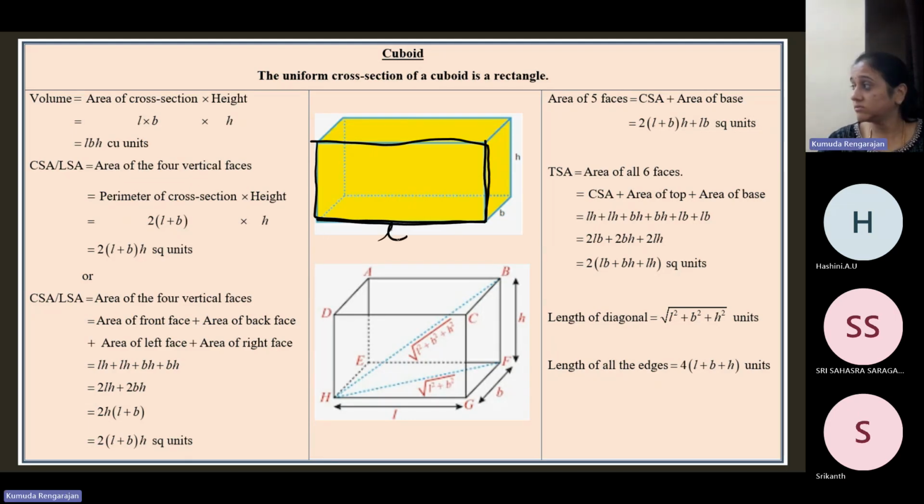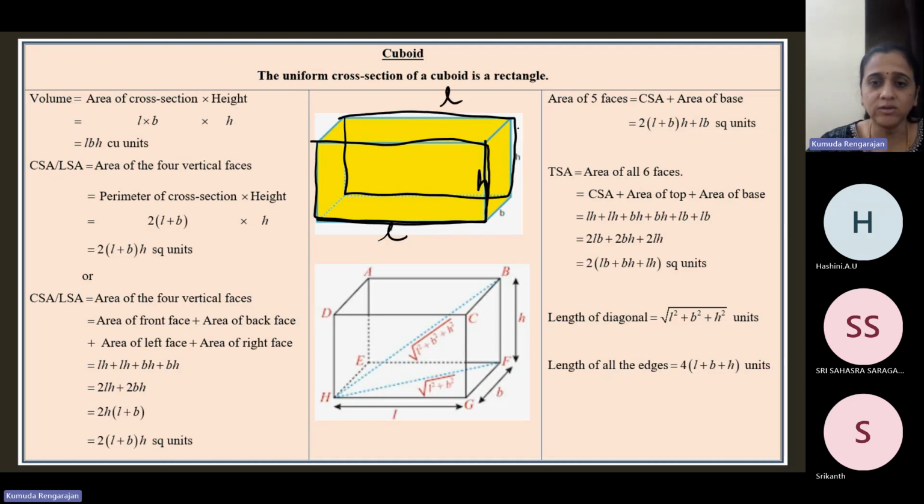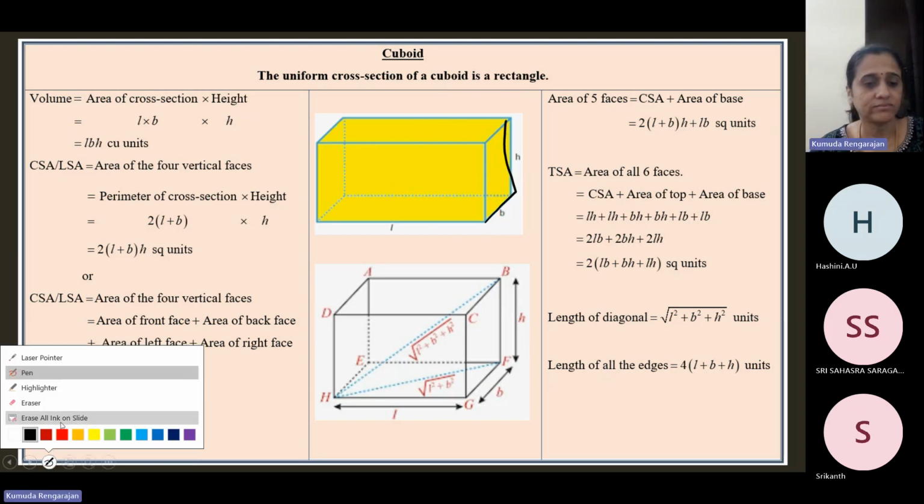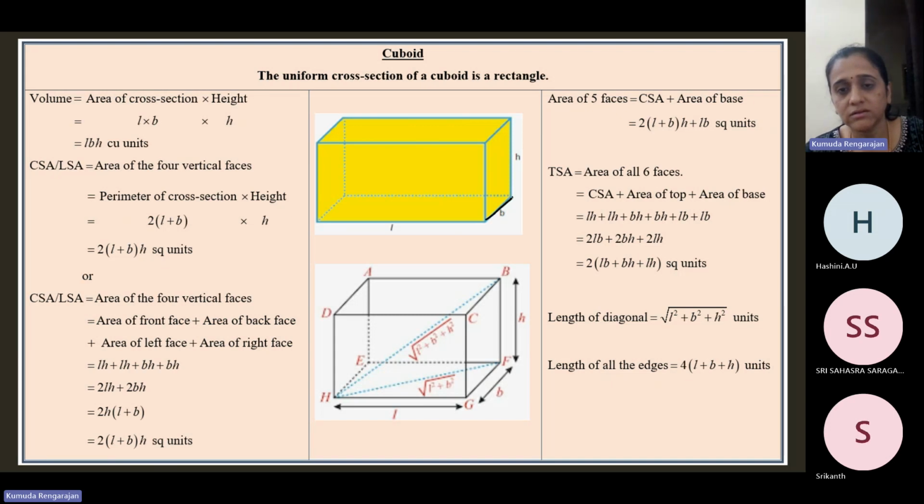L into H. What's the area of the rectangle behind? L into H. L into H. What's the area of the rectangle on the right and left side? On the right side, this one. BH and the back also BH.